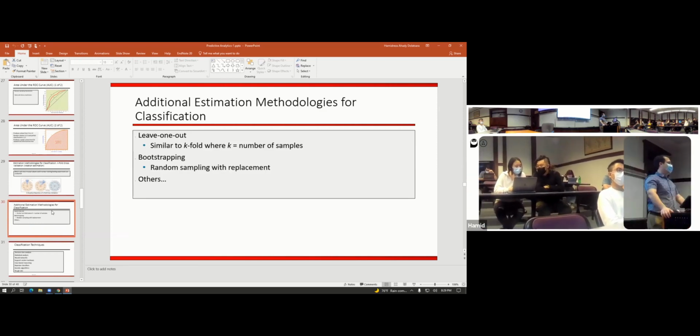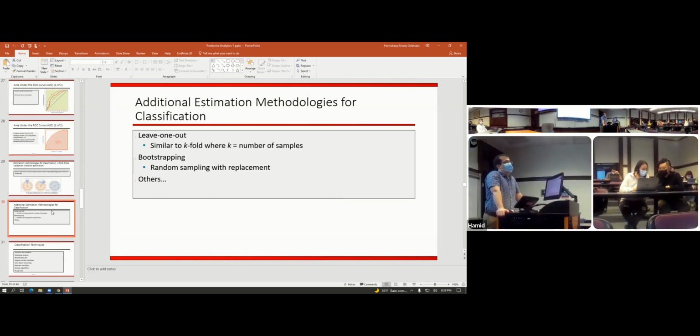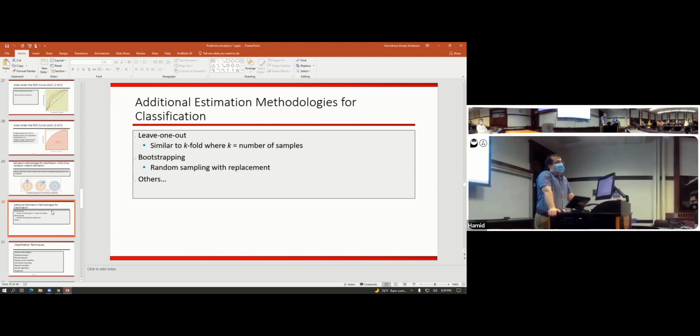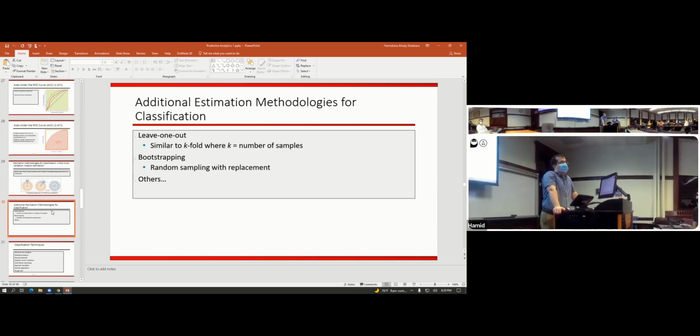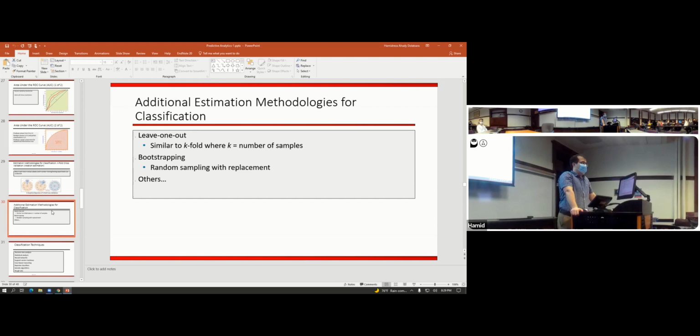Also, we have a leave one out algorithm. If you have enough data, you can do tenfold classification. But let's say your data is just 20. It might be some rare cases where you don't have that many observations.